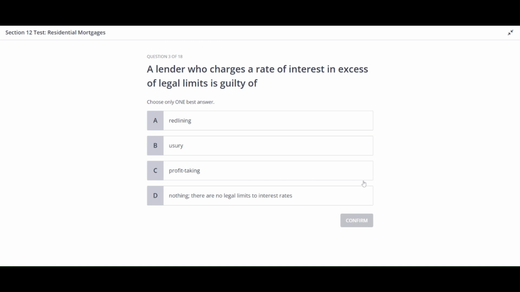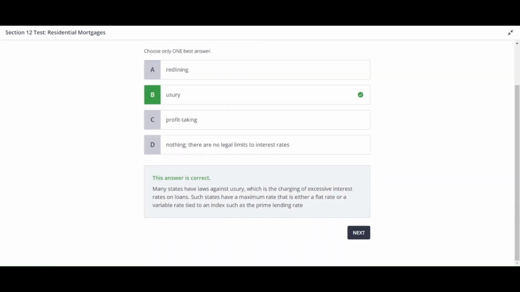I hope you have chosen your answer. Now, let's reveal the correct answer together. So the correct answer is B. Usury. Many states have laws against usury, which is the charging of excessive interest rates on loans. Such states have a maximum rate that is either a flat rate or a variable rate tied to an index such as the prime lending rate.